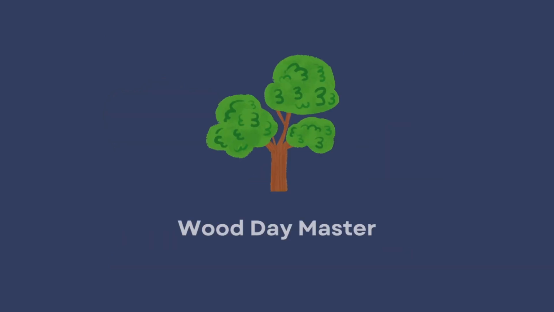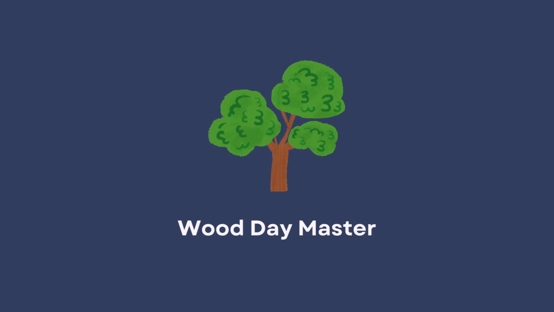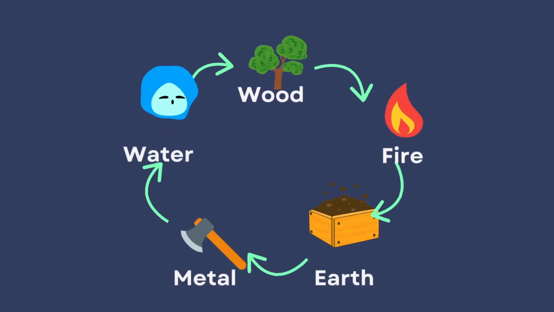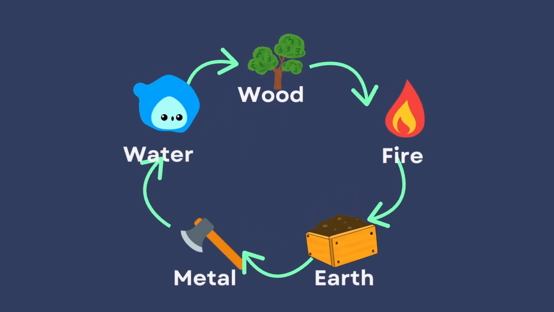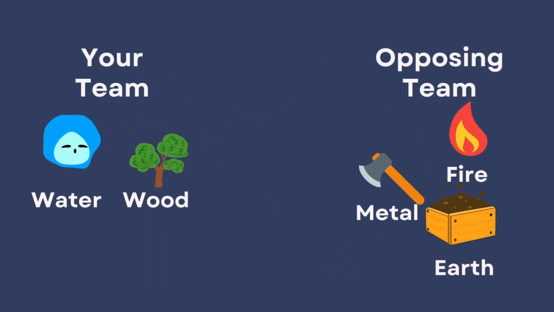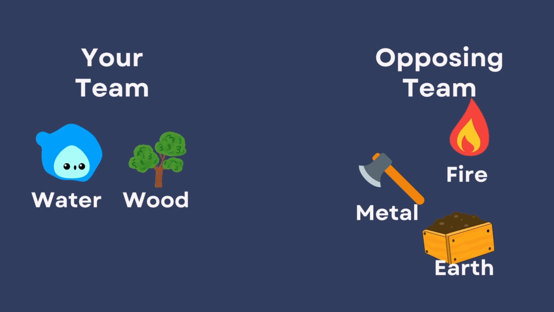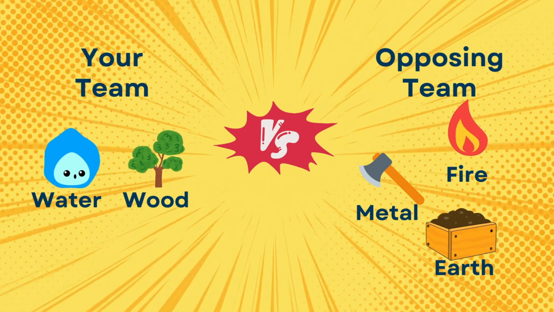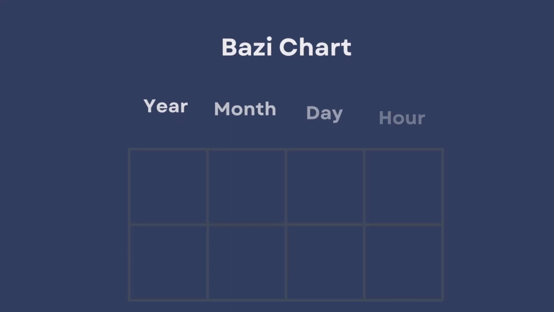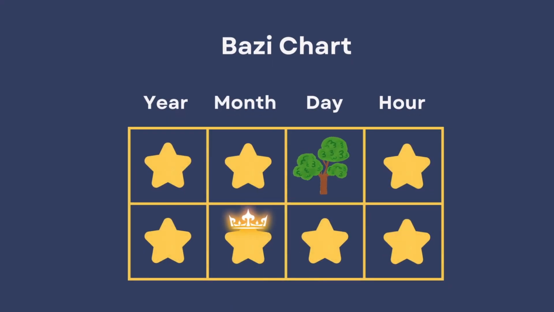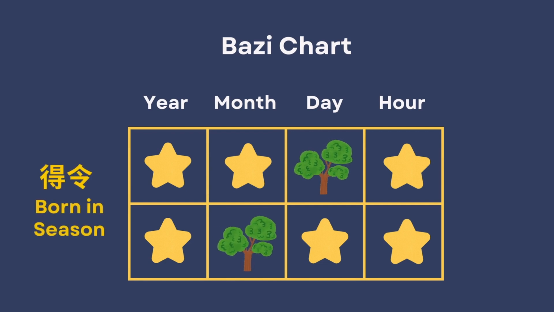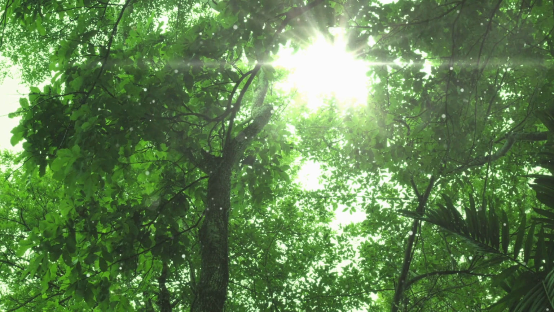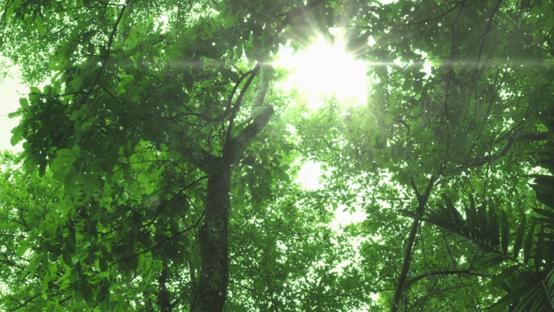energy backing you. For example, if your day master is wood, according to the 5 element cycle, both wood and water increase the energy of wood. Therefore, wood and water elements belong to your team, while metal, fire, and earth belong to the opposing team because they drain or consume your energy. In this case, if the emperor element of the chart happened to be the wood element, this is called born in season, because the day master was born in spring when the energy of wood is the strongest.